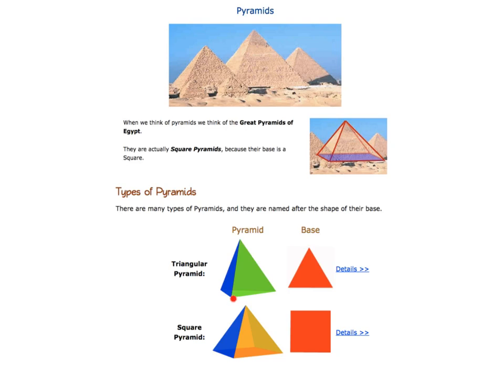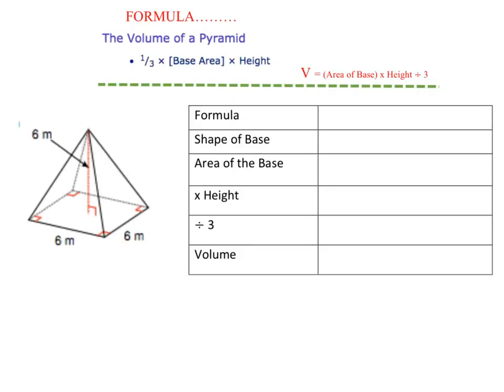One that we will see is the triangular pyramid, where the base is a triangle, as we can see right here. And then, of course, the square pyramid that we are all used to seeing. So here's our first example. We see up top the formula: 1/3 times area of the base times the height.